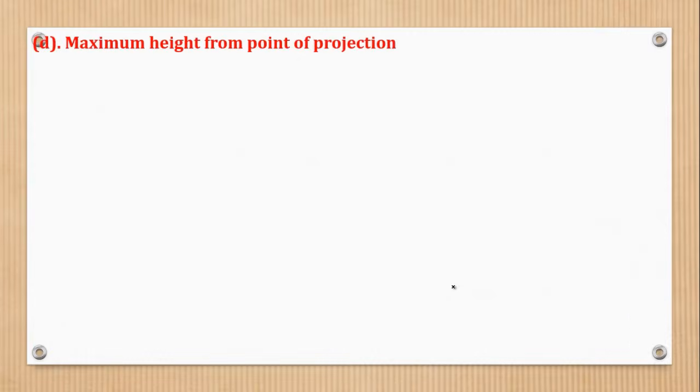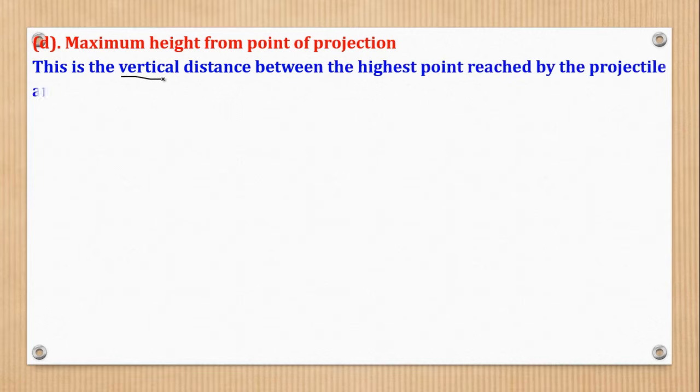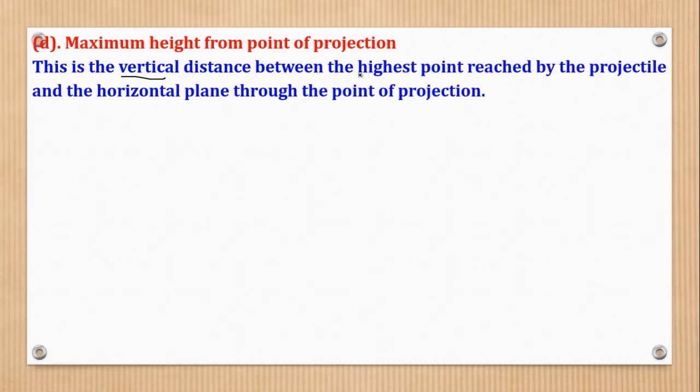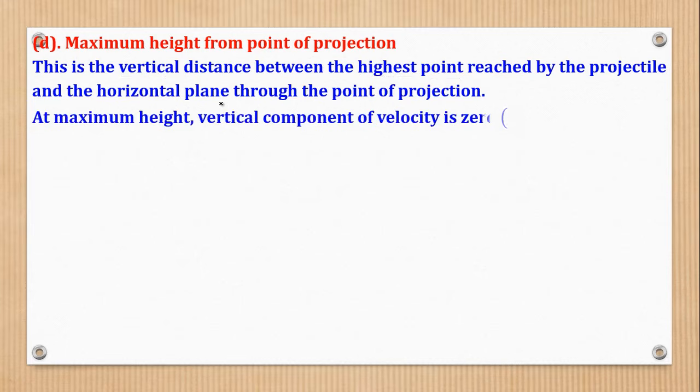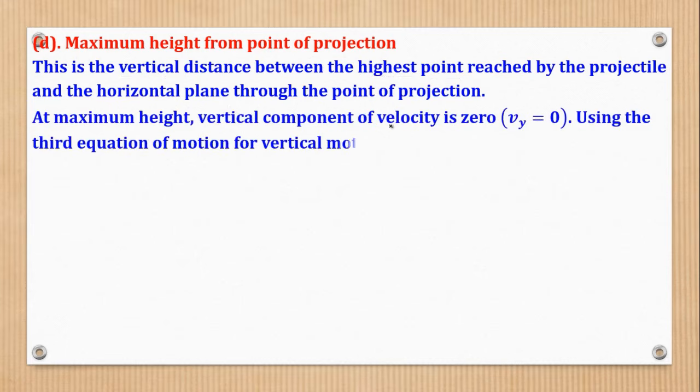Then the other term is maximum height. You remember what we denoted as Hmax. That is what they call maximum height. This is the vertical distance between the highest point reached by the projectile and the horizontal plane through the point of projection. At maximum height, the vertical component of velocity is 0. This is the condition for maximum height. At that point, note that it is only the vertical component which is 0.